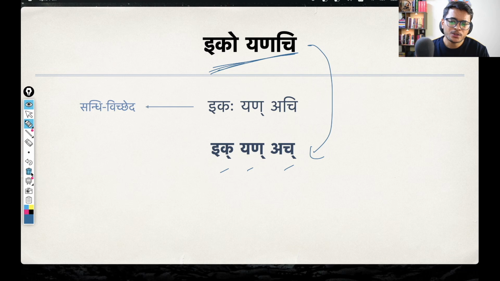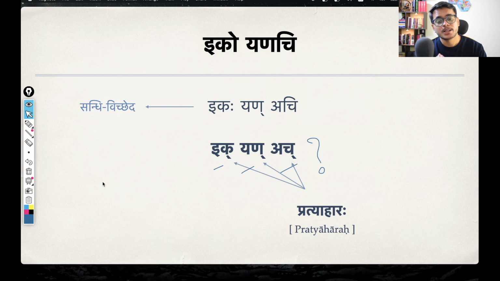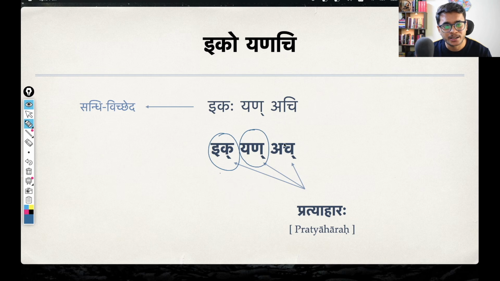And now the question is, what are these padas? What is ik? What is yan? What is ach? What are these? So in Sanskrit, we have a special name for them. These are called pratyahara. All these three individually, ik, yan and ach, are pratyaharas. And what are these pratyaharas? Think of the pratyaharas as abbreviations.